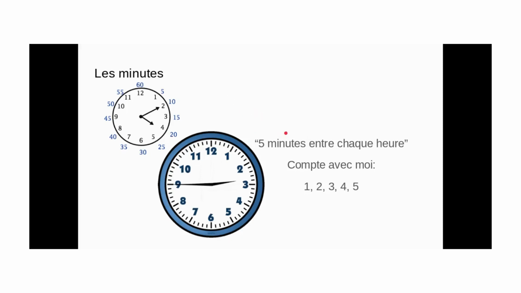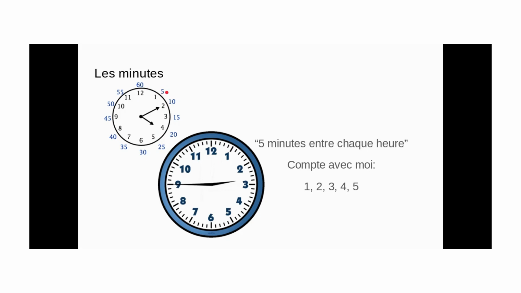Les minutes. So speaking of les minutes, as expressed before, these are the hours. Les heures. But entre les heures, between the hours, there are minutes. And there are exactly 5 minutes. Compte avec moi. 1, 2, 3, 4, 5. So if we're looking at this clock, we see that for each hour, in between, there are 5 minutes.